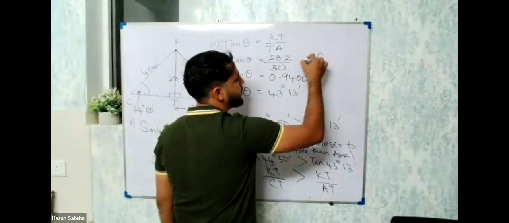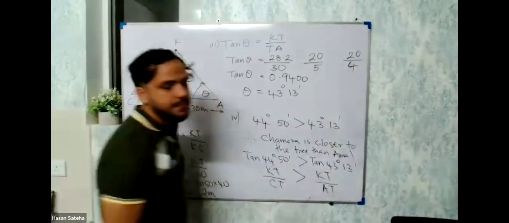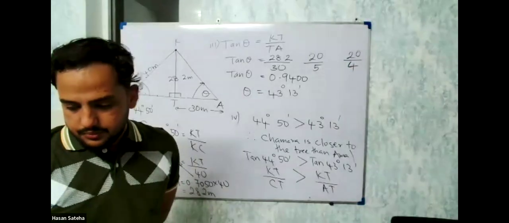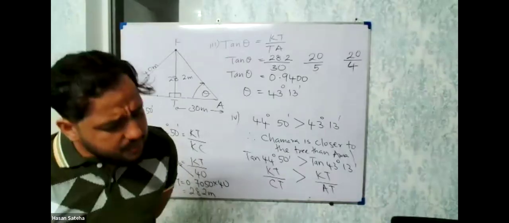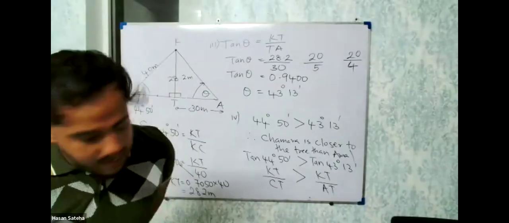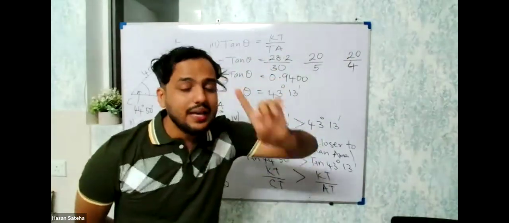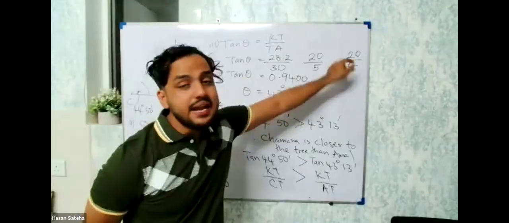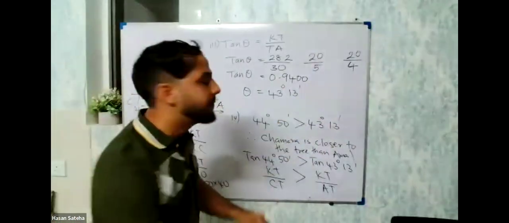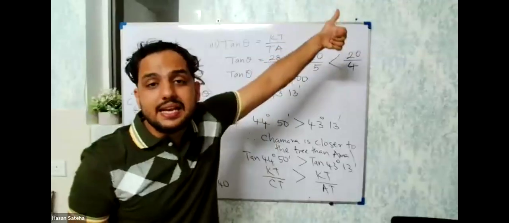Let's say you have 20 divided by 5 and 20 divided by 4. Which is greater? 20 divided by 5 is 4. 20 divided by 4 is 5. So what can you say here? When the denominator is reducing, the ratio or the fraction value is increasing, right?